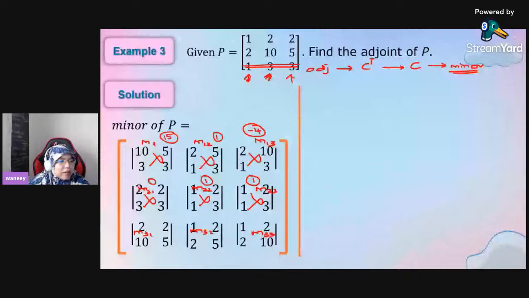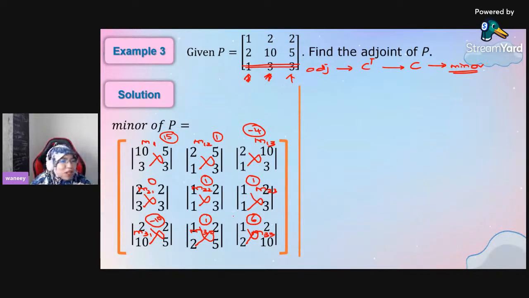Right, so now another AD minus BC. So 2 times 5 minus 2 times 10. So we got 10 minus 20. So this is negative 10. Okay, and then 1 times 5 minus 2 times 2. So 5 minus 4. So this is exactly equal to 1. And then 1 times 10 minus 2 times 2. So 10 minus 4. So this is equal to 6.